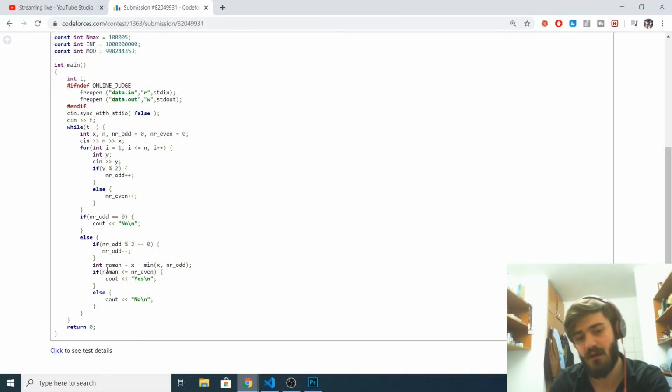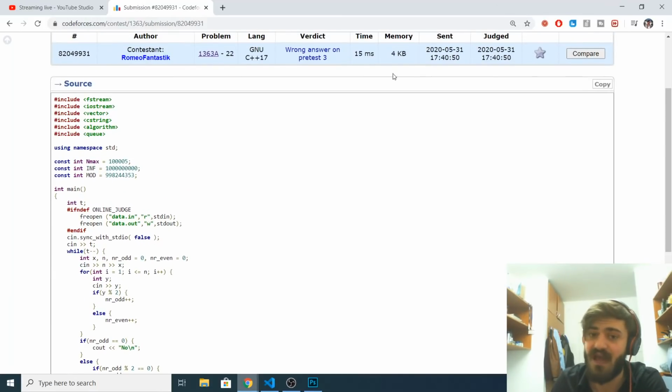And then I check. If the number of even elements that I need is less than or equal to the number of even elements that I have, I print yes, otherwise I print no, right? So count how many odd, how many even, make sure these odd elements are odd in number, take the minimum between these two, and just check if you have enough even elements.